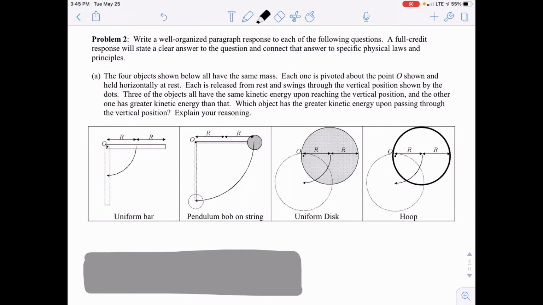Problem 2. Write a well-organized paragraph response to each of the following questions. A full credit response will state a clear answer to the question and connect that answer to specific physics laws and principles. Part A. The 4 objects shown below all have the same mass. Each one is pivoted about point O shown and held horizontally at rest. Each is released from rest and swings through the vertical position shown with the dots.